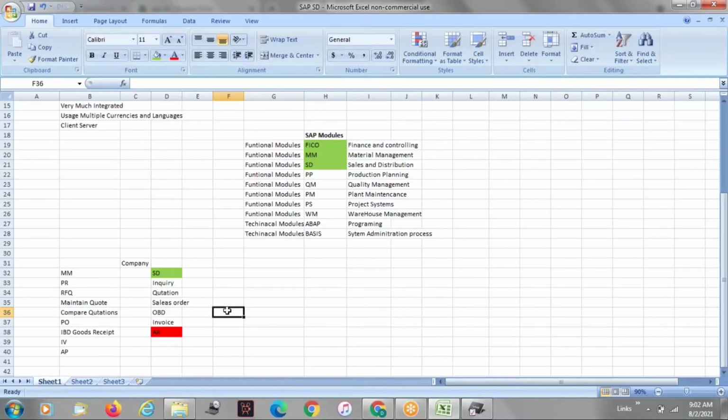So in tomorrow's session, we will see what all the processes are that we cover in SD, what you will have in an SD module, what you will be learning here, and how you will be learning. I'll try to explain in much more detail in tomorrow's session. Clear?